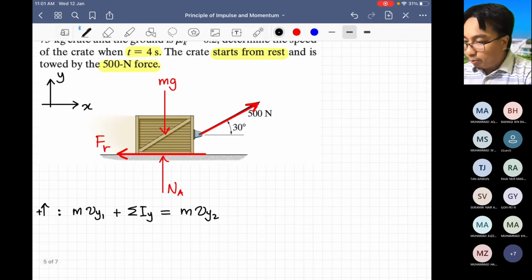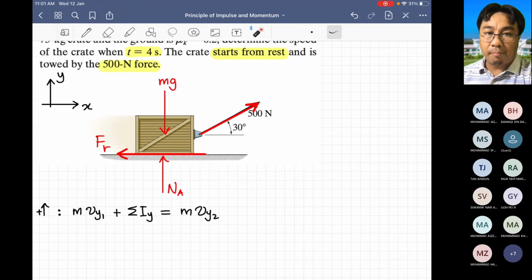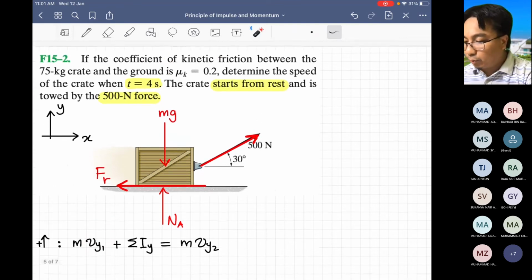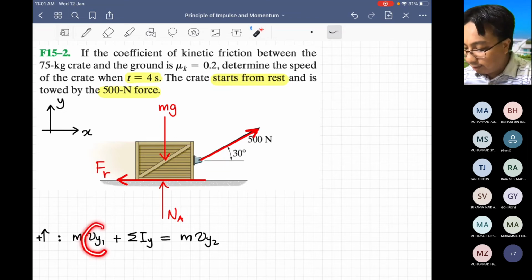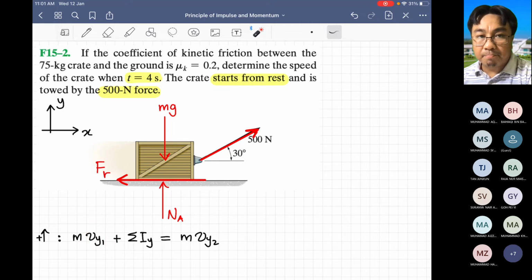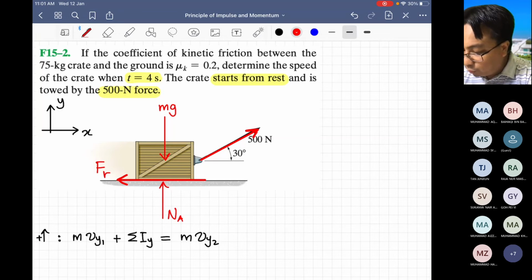Okay, so let me ask you, what is Vy1, velocity of the crate pada masa yang pertama? Based on the question, boleh tak you teka what is the velocity y1? Tak perlu calculate pun. Zero. Kenapa zero? Sebab start from rest. So kita dah tahu Vy1 ni kosong, jadi bahagian depan ni kosong lah, totally kosong.